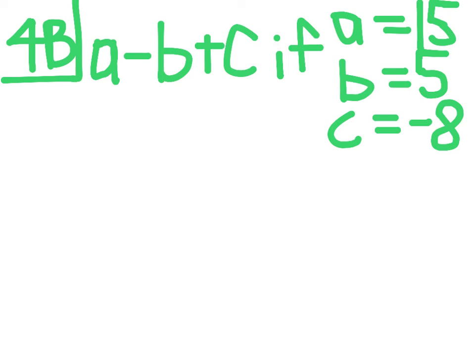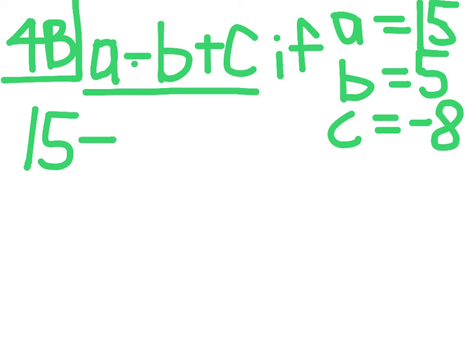And last example before you start some assignments here is 4B, still on that same page. It says A minus B plus C if A equals 15, B equals 5, and C equals negative 8. So again, we're going to plug these in. First thing this says is A, so I'm going to write down what A is. A is 15. Next it says minus sign, so I'm going to write down the minus sign. Next thing it says is B. B is 5. After B it says a plus sign, and then after the plus sign is a C, so I write negative 8.